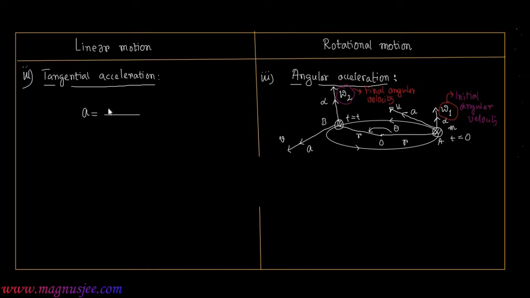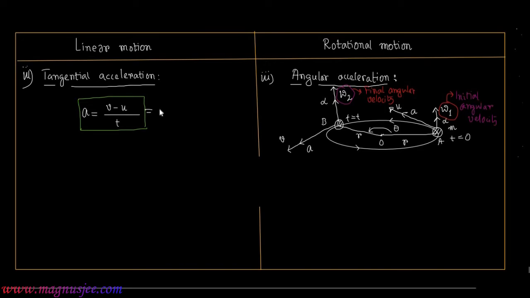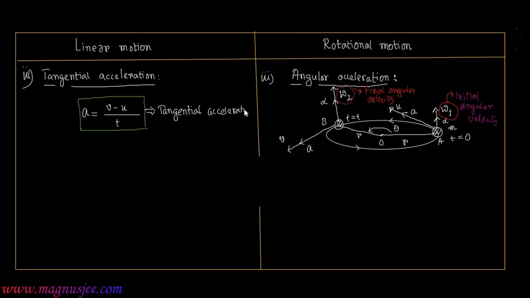On the left hand side we can write tangential acceleration a is equal to v minus u divided by t, which is the rate of change in linear velocity with respect to time. That means v minus u is the change in velocity divided by time, which is the tangential acceleration of the body revolving in a circular orbit in the anti-clockwise direction.